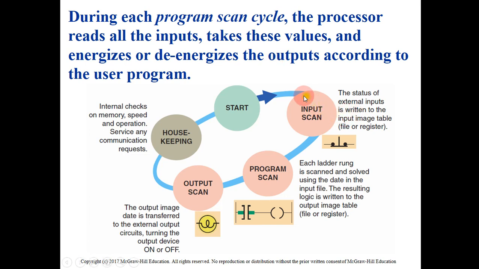Okay, and this data will be saved, or copied, to the input image table that we saw in the previous video. After it has read all this data, it will compare or solve the software that we have, which consists of several instructions, like instructions for input, instructions for output, and so on. So it will solve this software based on the received input data. What will be the decision, or what will be the action that will be taken and sent to the output? Okay, so each ladder rung is scanned and solved using the data in the input files.